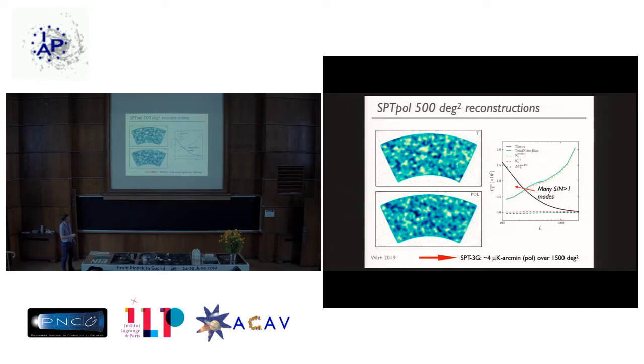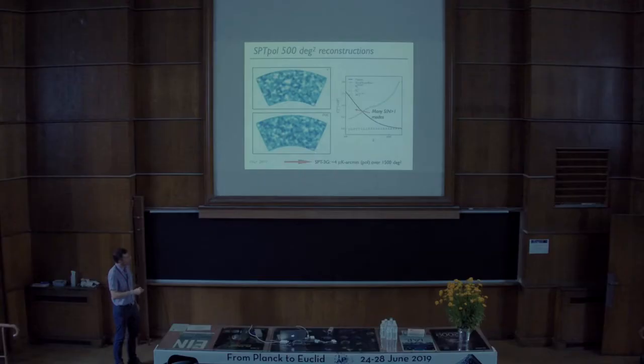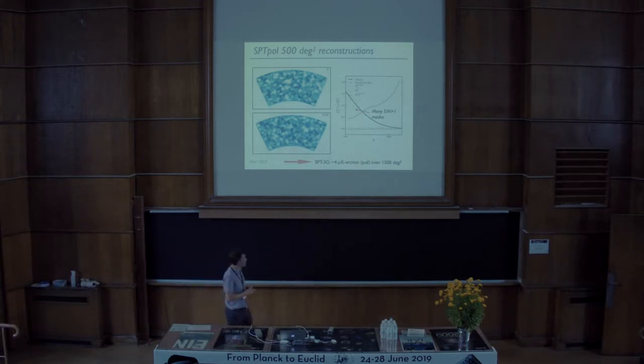So SPT has grand plans moving forward. SPT-3G is on the sky. They're going to survey 1,500 square degrees down to a depth of about 4 microkelvin-arcminute. That again will be, there'll be many, many high signal-to-noise lensing modes that will come from that data set, and it'll be dominated by polarization.